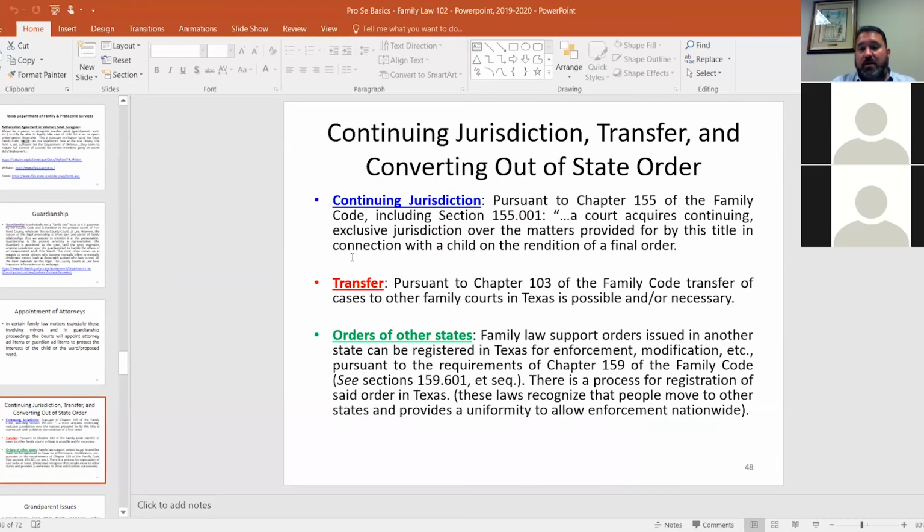I sort of talked about continuing jurisdiction. A court, when minor children are involved, is going to have continuing jurisdiction over that issue. Sometimes people move from state to state, and there is the ability to transfer jurisdiction to other courts and so forth. And so we can provide information on that issue as well.